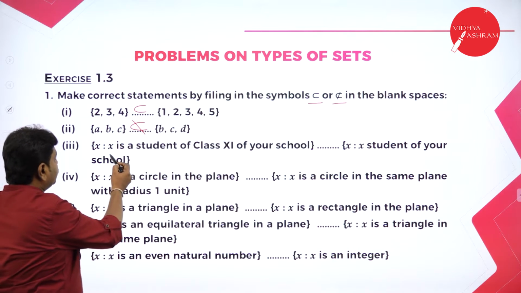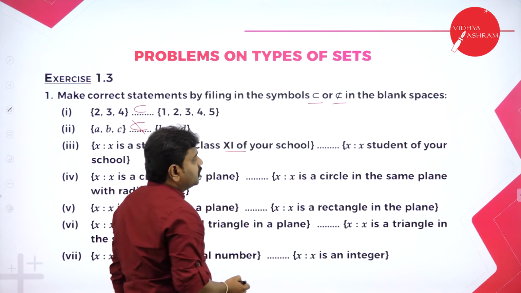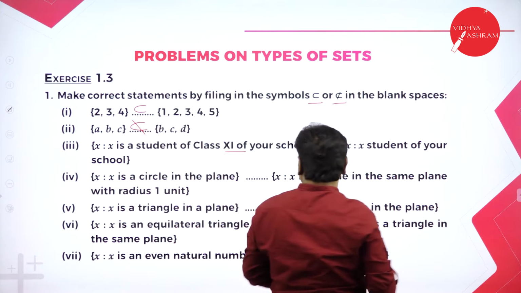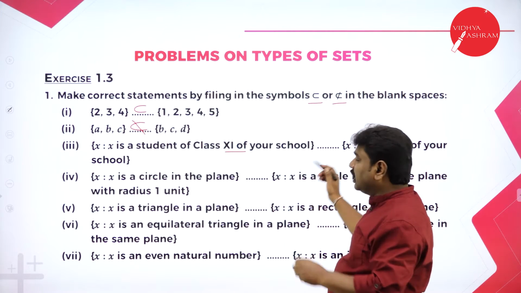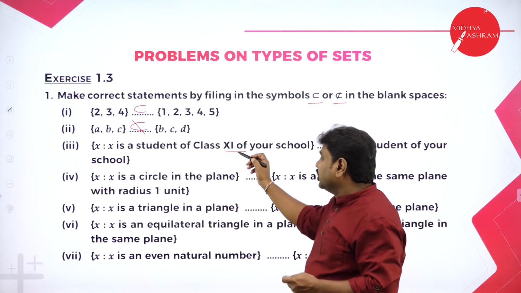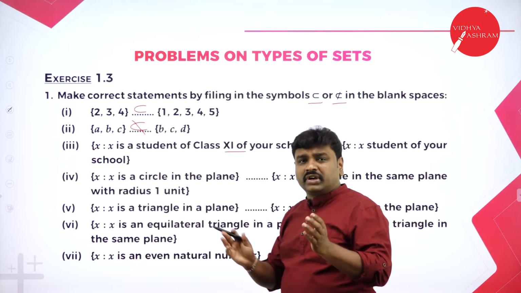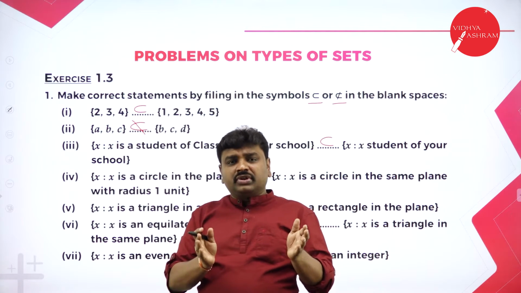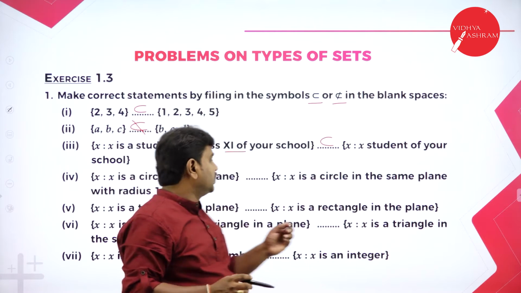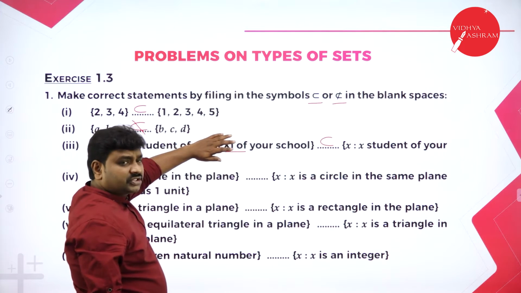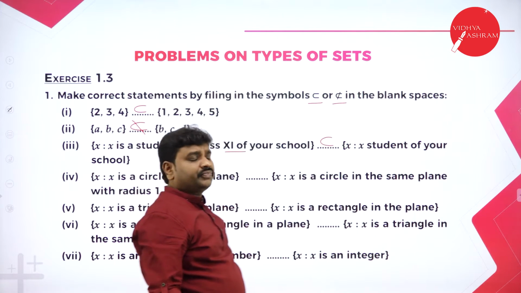Then X is such that X is a student of 9th of your school, and X is such that X is a student of the whole school. So the students of 9th class are a subset of the students of the school. Students of first PUC are a subset of the students of Vidyashram College, like that. Now 9th standard students of a particular school are a subset of the students of that school.